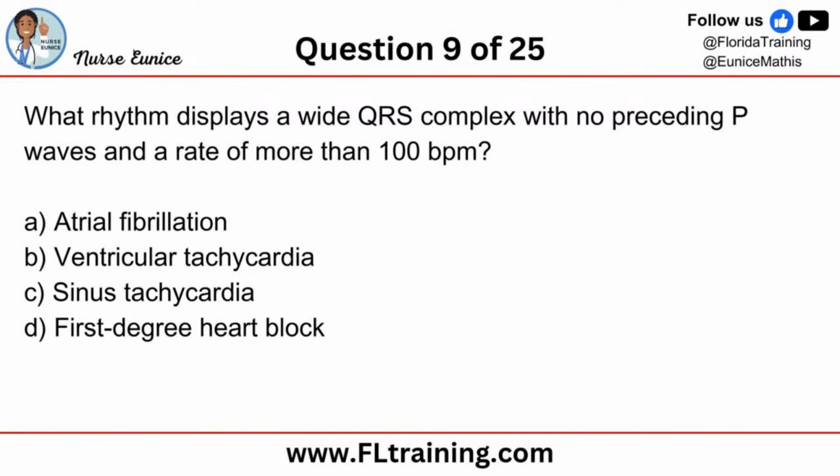Question number 9. What rhythm displays a wide QRS complex with no preceding P waves and a rate of 100 or more beats per minute? So as soon as it said QRS complexes, I expect for it to be wide. And then it said that it was greater than 100 beats per minute. So it's that Brady, sinus, or tachy. With that in mind, is the answer A, atrial fibrillation, B, ventricular tachycardia, C, sinus tachycardia, or D, first degree heart block?